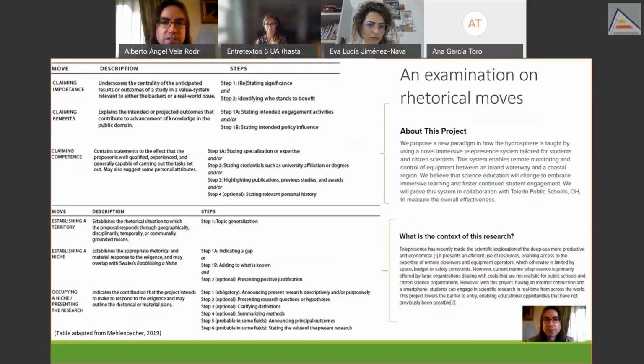If we read it here, for example, it says we propose a new paradigm. Later you claim the benefits, like the system enables remote monitoring, and you later claim competence when they are collaborating with the Toledo Public Schools, as you've got here. And then we are moving to another section, which is what is the context of this research. And there you can find the typical CARS model from Swales from 1990, which is establishing a territory, establishing a niche, and occupying that niche. And this is thanks to this context section, which is the most similar to a normal abstract we have always found.